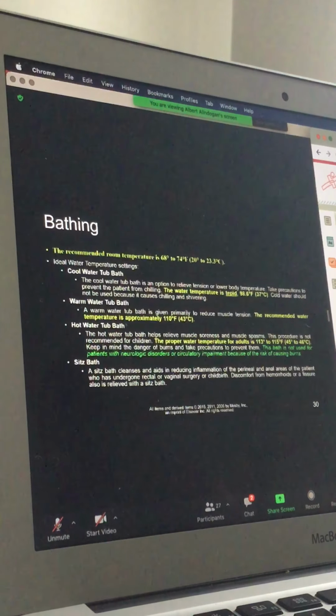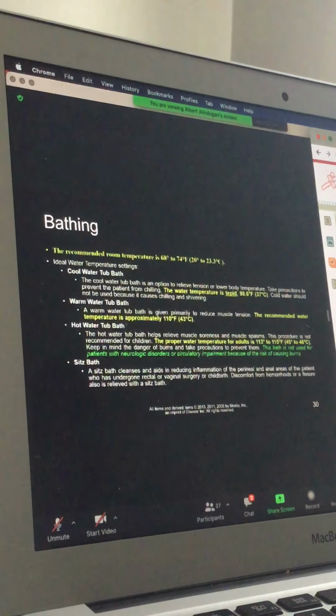Okay, sitz bath. I want to skip that because I have some magic numbers for you as well. But sitz bath cleanses and aids in reducing the inflammation of the perineal and the anal areas of the patient who has undergone rectal or vaginal surgery or childbirth. This is very helpful. For some patients with inflamed private areas, this can be relieving as well. And again, this requires a prescription, that means it has to be ordered by your doctor as far as the sitz bath is concerned.